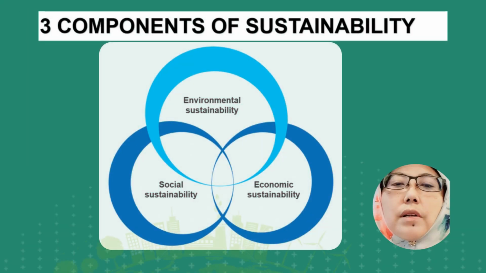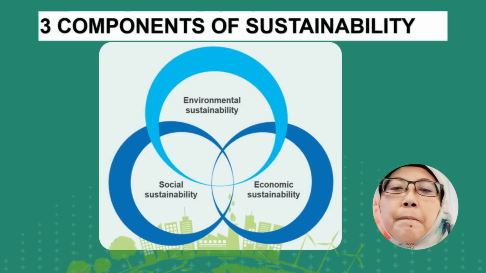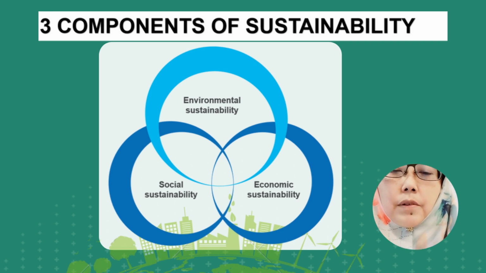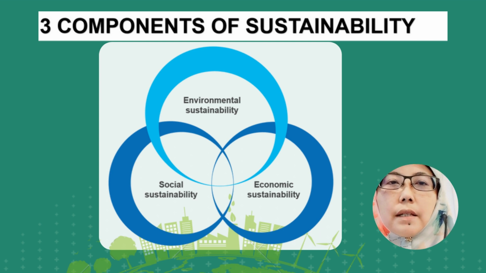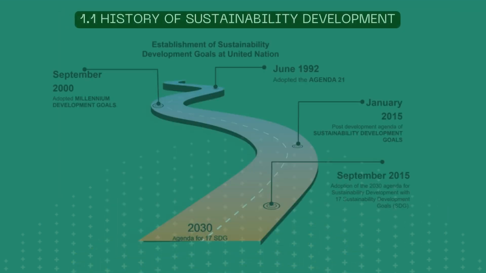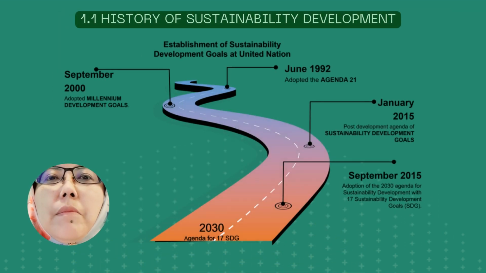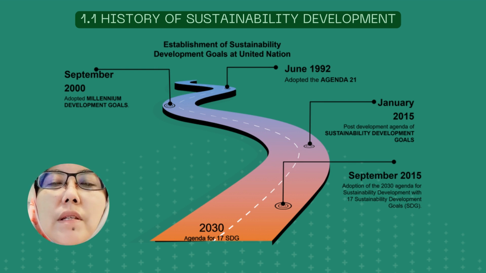Slide is on history of sustainable development. There are 3 components of sustainability, which are environmental sustainability, secondly, social sustainability, and lastly, economic sustainability. Our next slide is on the roadmap agenda of 17 SDG 2030.